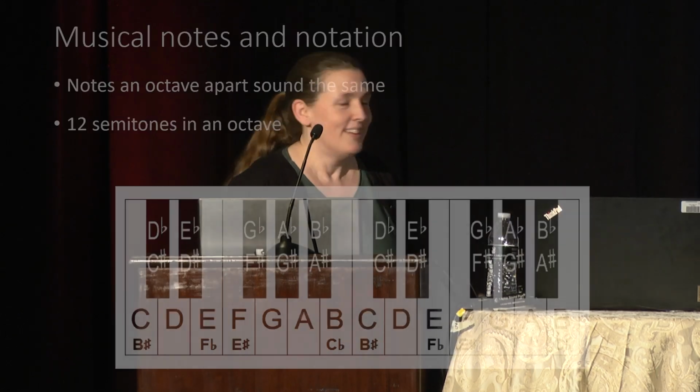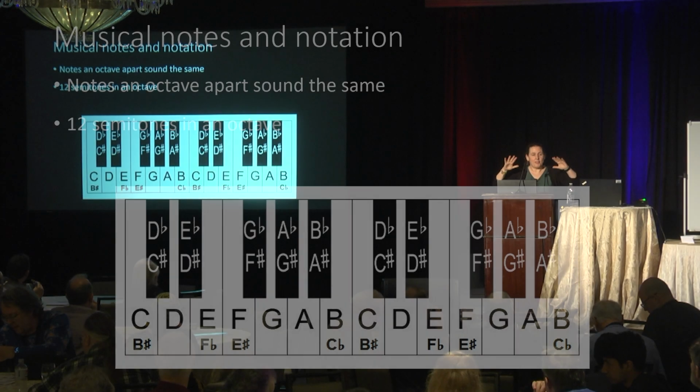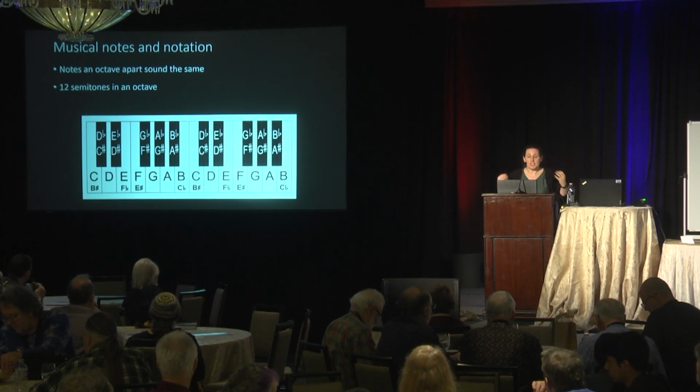So this is a piano keyboard, or part of one. We have the notes on the piano, and they have names. They are named for letters A, B, C, D, E, F, and G. So those are the white notes, and then the black notes are in between. And these are the notes we have to play with, the pitches.